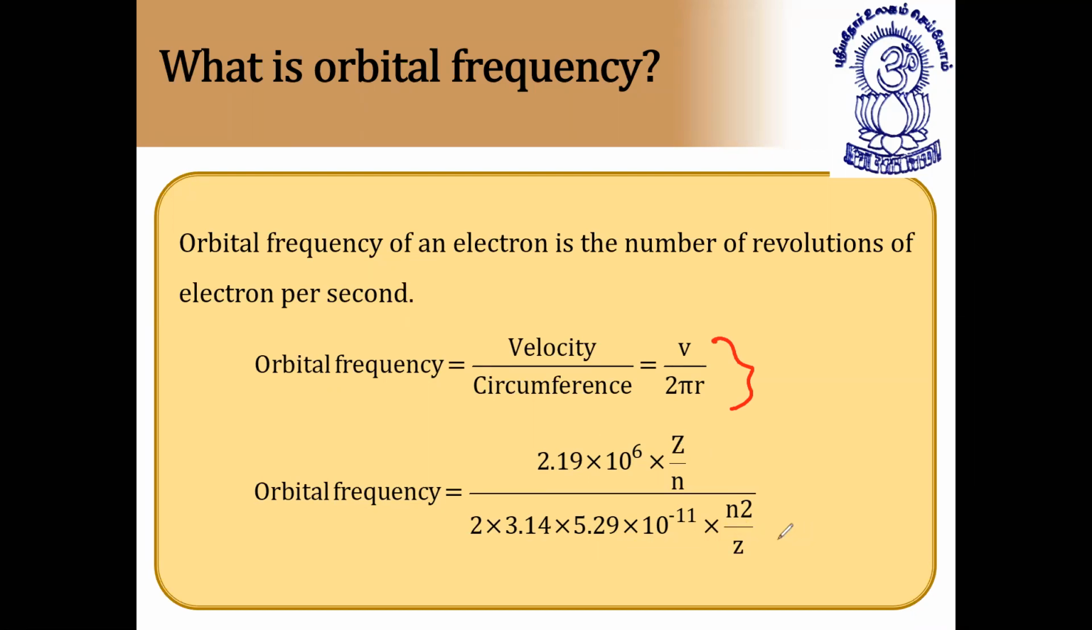This 5.29 how we got, since radius of first orbit r is equal to 0.53 angstroms or 0.529 angstroms. So that's 0.529 angstroms. We can write it as 5.29.